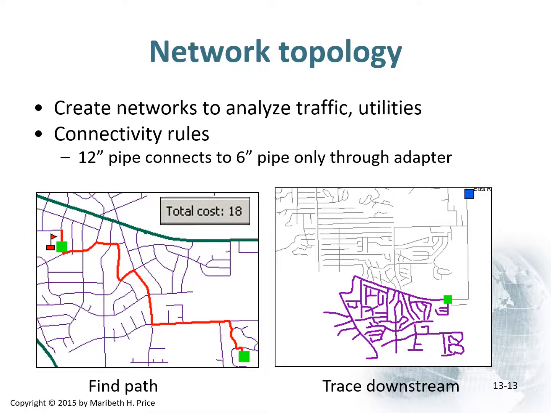Network topology. You create networks to analyze things like traffic, utilities, and various connectivity rules. Things like a 12-inch pipe connects to a 6-inch pipe only if it goes through an adapter. And so if you code in a section of, say, this is 12, and the next one you code in a 6, it'll flag it as an issue with the topology because you can't go from a 12 to a 6 unless you put in a connector node to resize that or adapt it.